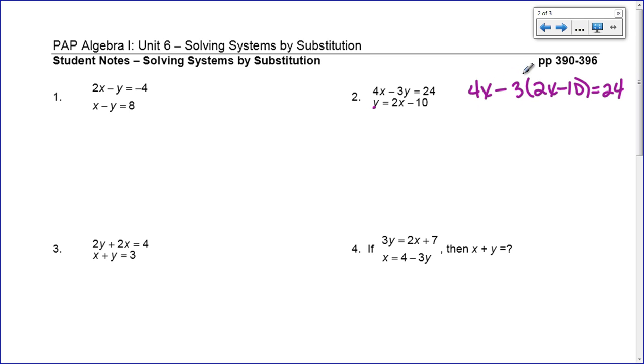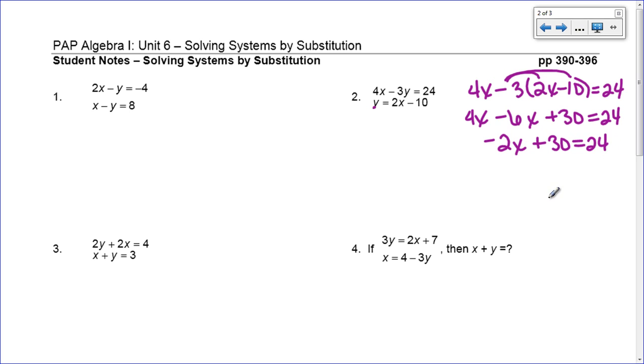So the very first thing we have to do is distribute to get rid of parentheses. I'm going to bring down my 4x, and I'm going to distribute. This becomes negative 6x, and this becomes positive 30 because those two negatives make a plus. Now I'm going to combine my like terms. So I have 4x minus 6x, that's negative 2x plus 30 equals 24. This is stuff you guys know how to do. We can solve a one-step equation with our eyes closed. So we're going to subtract 30 from both sides. So we get negative 2x equals negative 6, because it's 24 minus 30. And then when I divide both sides by negative 2, I get that x equals positive 3.